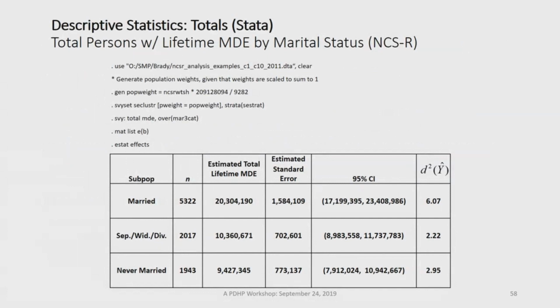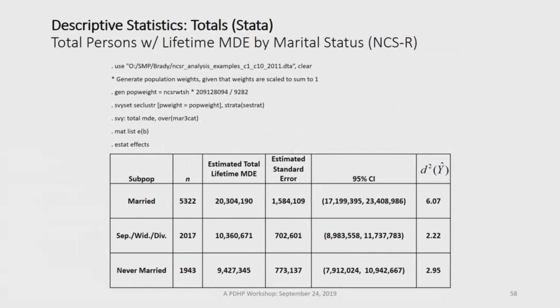So in these situations, if you want to estimate totals, you have to rescale those normalized weights back to the population scale. And the way you do that, this is in that first gen statement here for STATA, you need an estimate of the population size. That's that 209 million number, in this case for the National Comorbidity Survey. And then you need your sample size, which in this case was 9,282. That removes that normalization from the weights and puts them back on a population scale.